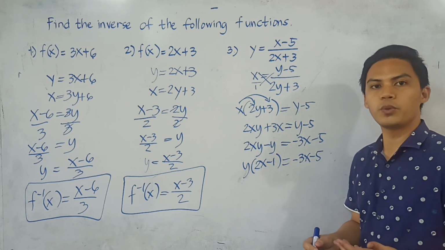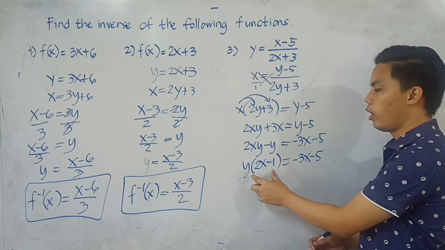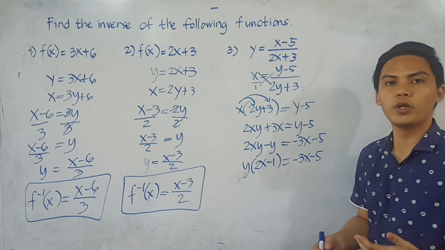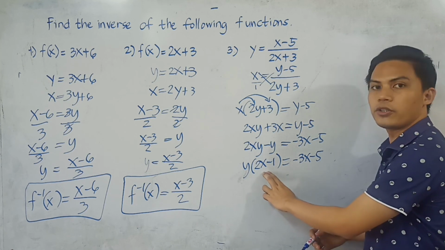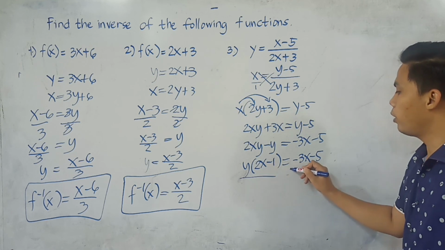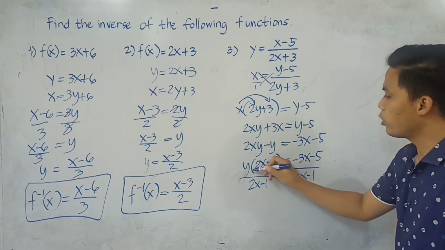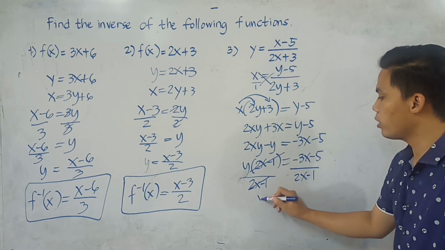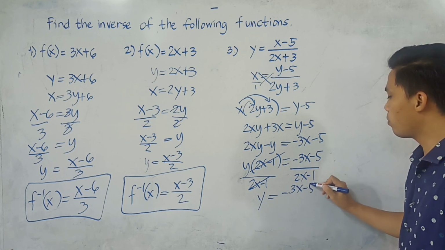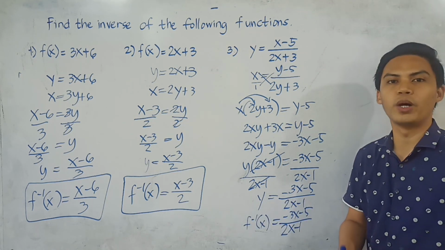Okay? Then, copy lang natin yung nasa kabila. After that, since we want na matira lang sa left side si y, then meron pang factor na nasa tabi niya, then we're going to divide both sides by this factor, okay, or this expression. So we're going to divide both sides by 2x minus 1. So this will be cancelled out. Ang matitira na lang is y. Then sa right side we have negative 3x minus 5 all over 2x minus 1.